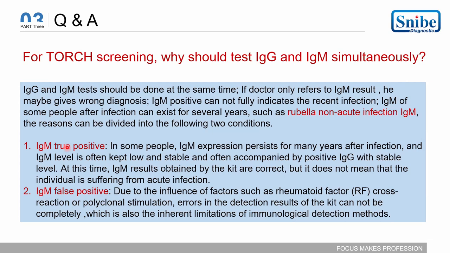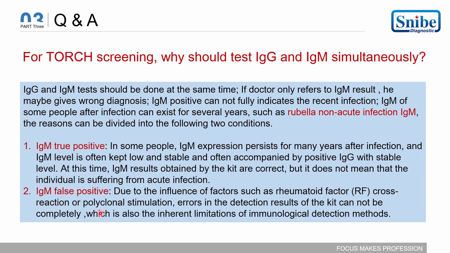In some people, IgM expression persists for many years after the infection, and the IgM level is often kept low and stable, accompanied by IgG with a stable level. So the IgM result obtained by the kits is correct, but it does not mean that the individual is suffering from an acute infection. IgM antibodies, especially in rubella cases, are observed to be positive, but they are not concluded as an acute infection until confirmation after 2 to 3 weeks for the pregnant woman.